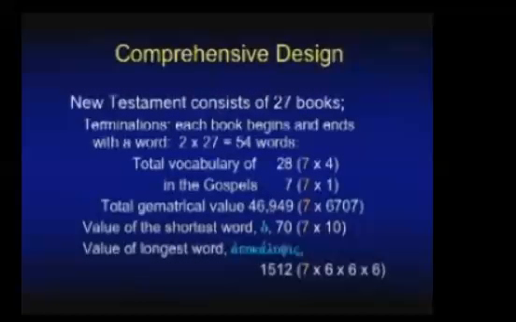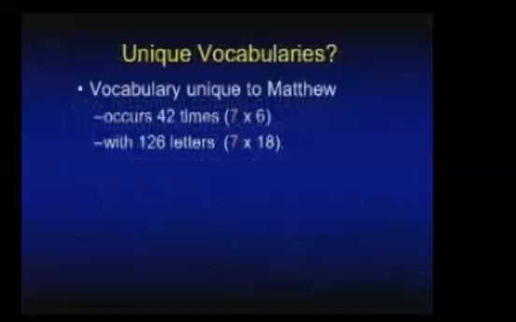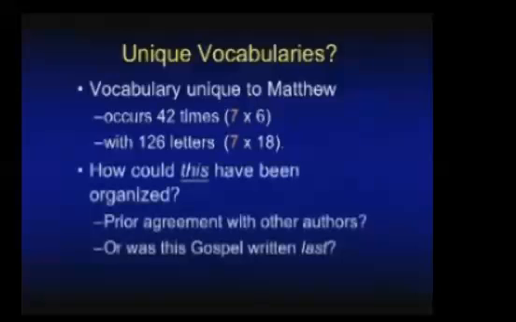Comprehensive design. The New Testament consists of 27 books, and you go through the vocabularies that commit to a value, the value of the longest, the shortest words. It's all multiples of 7 exactly. Astonishing. Here's a fascinating one. There's a vocabulary that's absolutely unique to the Gospel of Matthew. They're words that only Matthew uses. There are 42 of these. It's a multiple of 7. They have 126 letters. It's a multiple of 7.